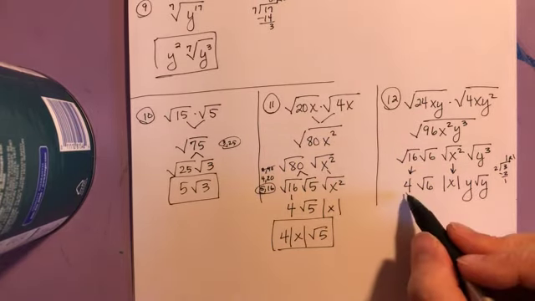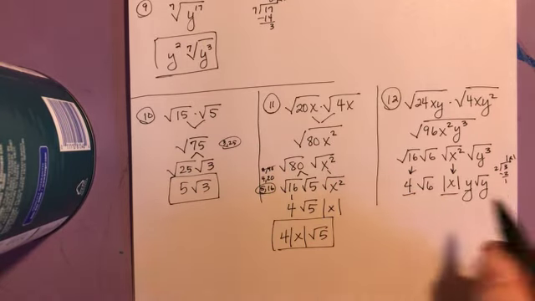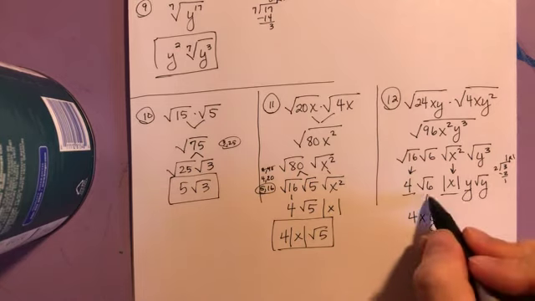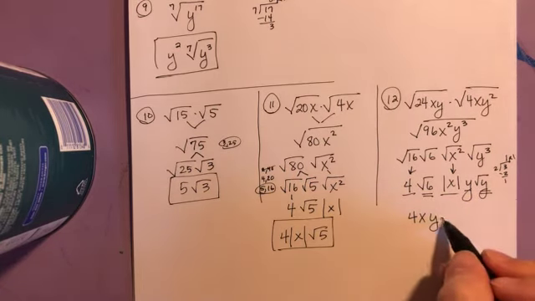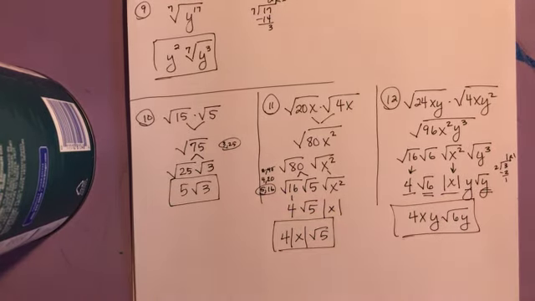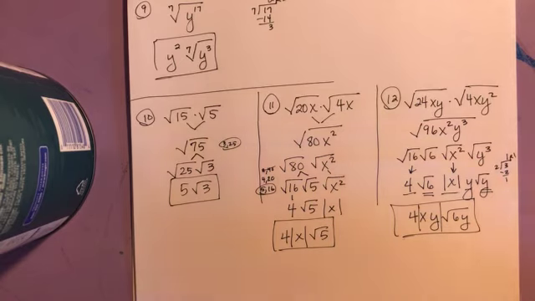Now I want to put it all together, all the outside stuff. We have him, him, and him. So we have 4xy, and yes, absolute value, but I don't care. And then square root of 6 and square root of y go together. There you go. And if you really want to write, there you go.